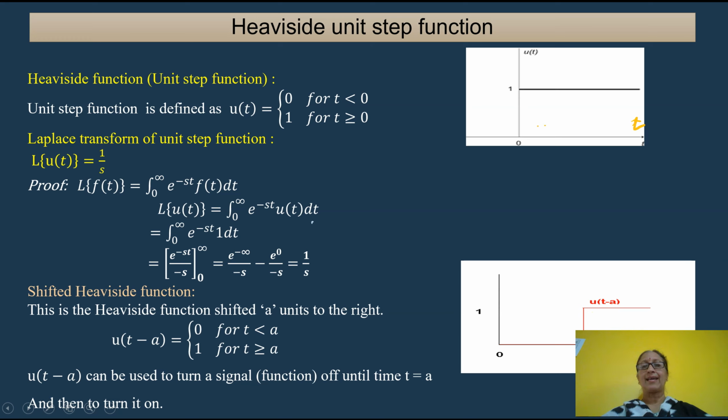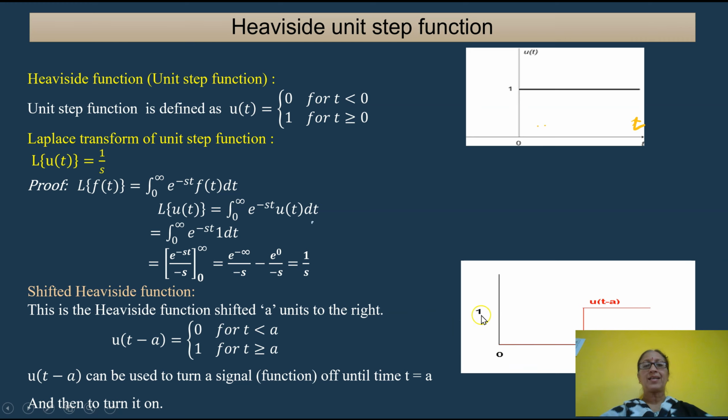Here this is a on x-axis. So you can observe there is no graph on left hand side of a. That means when t is less than a. When t is greater than a, again we get a line which is parallel to this x-axis at u of t minus a equal to 1. Okay, so this is shifted Heaviside function.